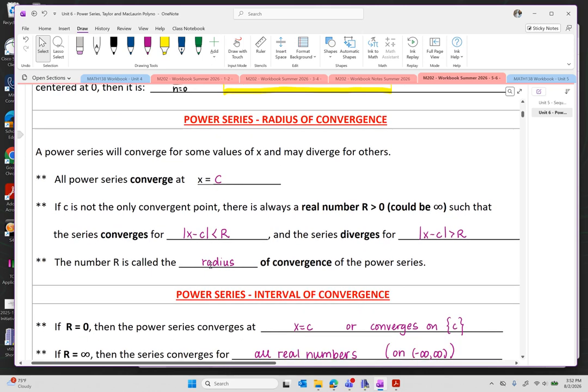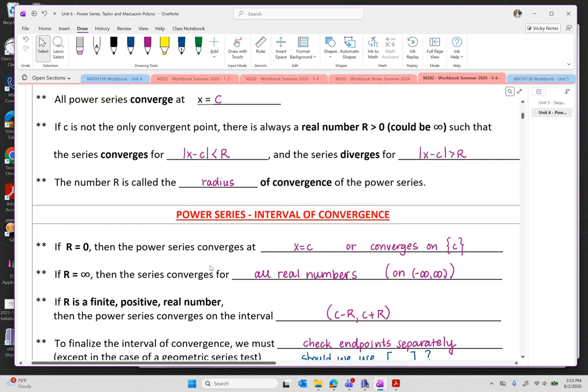If c is not the only convergent point, there is always a real number r greater than 0, which could also be infinity, such that the series will converge if the absolute value of the quantity x minus c is less than the radius, and the series will diverge if the absolute value of x minus c is greater than the radius, and this number r is called the radius.